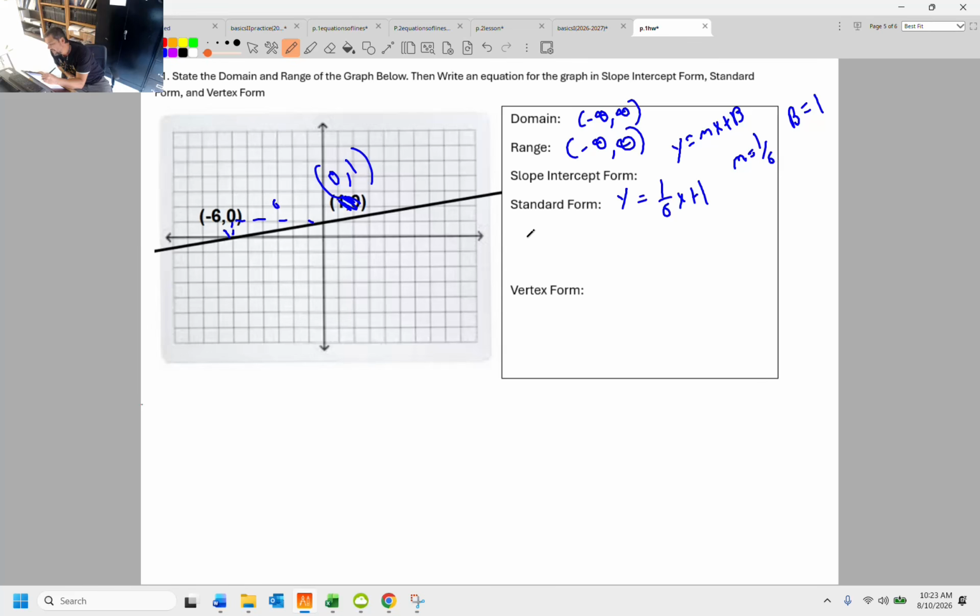Standard form is ax plus by equals c, where a is a positive integer.